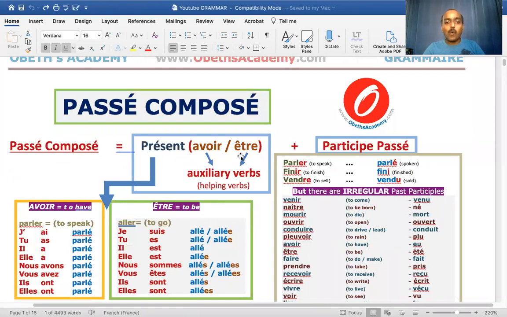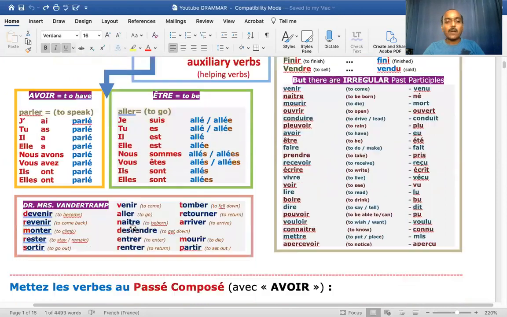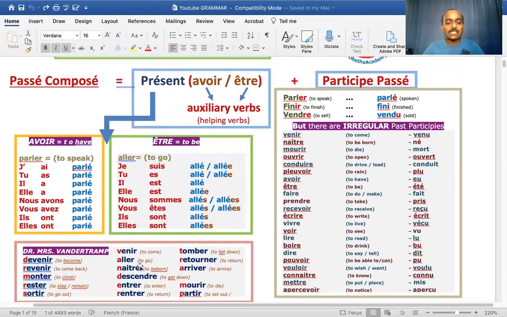Present tense of avoir or être plus the past participle. We have 2 auxiliary verbs, avoir or être. When the main verb is found in the Dr. Mrs. Vandertramp list, we will use être as the auxiliary verb. When the main verb is not found in the Dr. Mrs. Vandertramp list, we'll use avoir as the auxiliary verb.